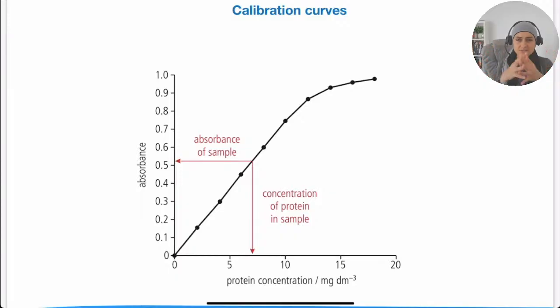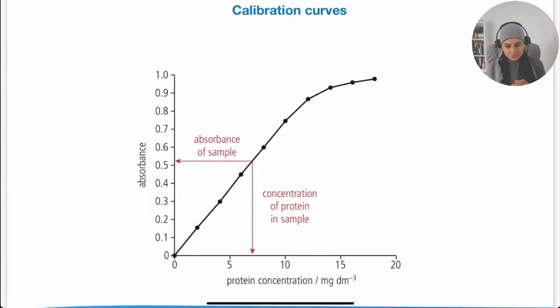So, okay, what's the deal with the calibration curve? Let's say you have some colored substance, for example, protein that absorbs UV or something. And let's say you have a patient sample with the protein for which you want to measure the concentration. So you took a sample from the patient, there is a protein, you want to measure its concentration. How would you do it? Well, you do it using a calibration curve.